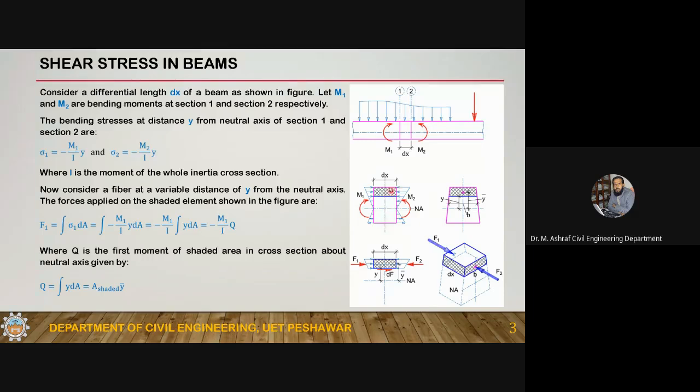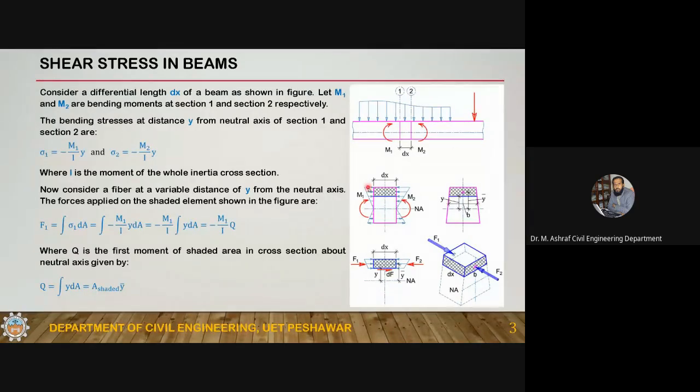Okay, now let's take an exaggerated view of this differential element. So this is the differential element, its length is dx and the depth is equal to the depth of the beam. This is not the cross section, remember. Okay, the cross section of this beam, I have taken a general cross section. So this is a trapezoidal cross section. If you just cut it and see it from the side, you will see a trapezoidal shape. It could be a rectangular shape, it could be a circular shape, it could be any other shape. So this is in general a trapezoidal shape.